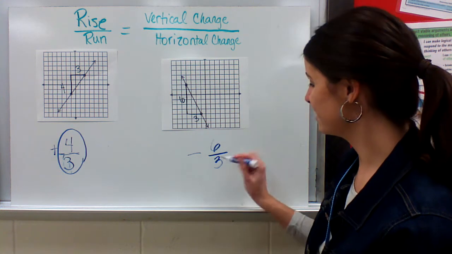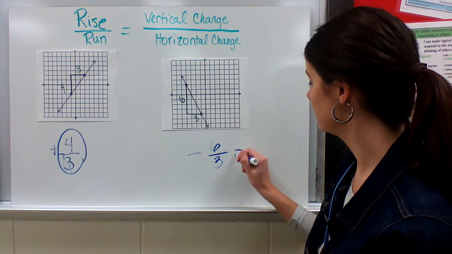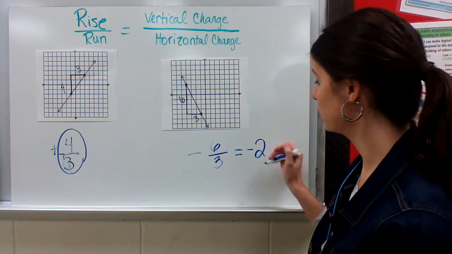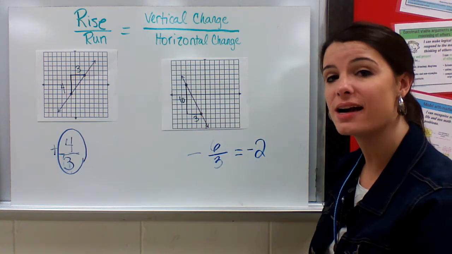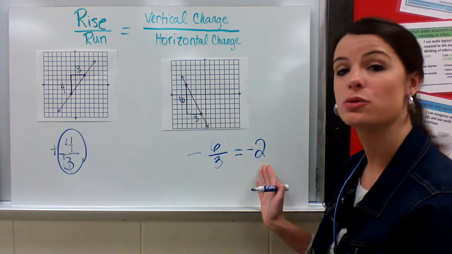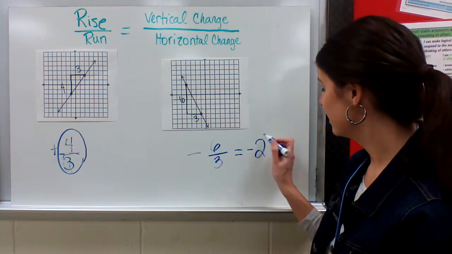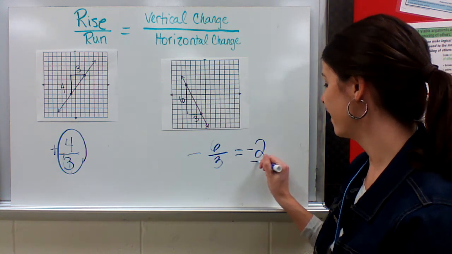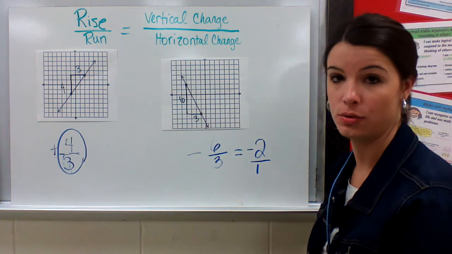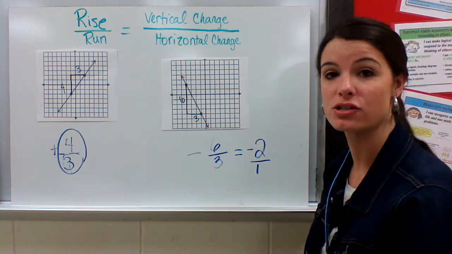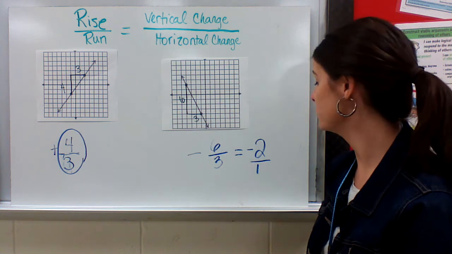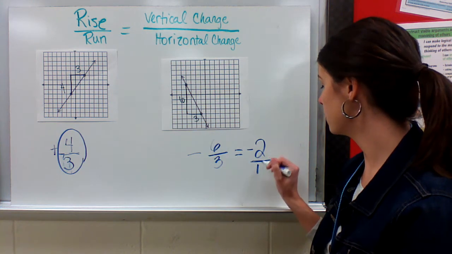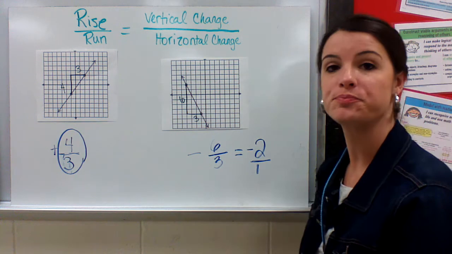Okay? And this can be simplified to -2. The slope is -2. And anytime your slope simplifies to an integer, this is your vertical change, it's falling 2, for every 1 unit of horizontal change. So anytime your slope is an integer, know that your horizontal change is 1 unit.